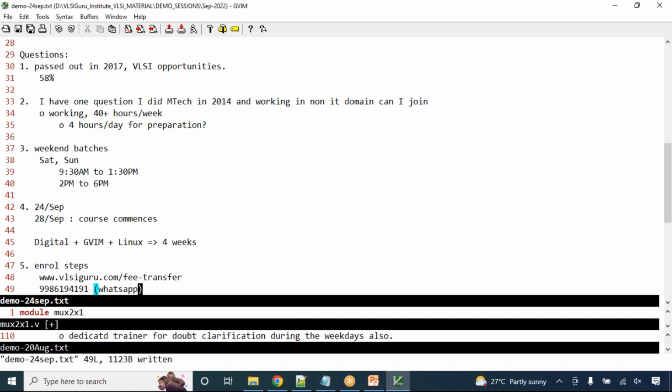Is there any change in the duration between verification and FPGA? The duration for FPGA will be less. It finishes in exactly 6 months. Functional verification will go for 7 months, 6.5 to 7. In FPGA we will be mostly covering Verilog. SystemVerilog we won't be covering. We'll cover digital and Verilog at an advanced level, then we directly move on to FPGA.